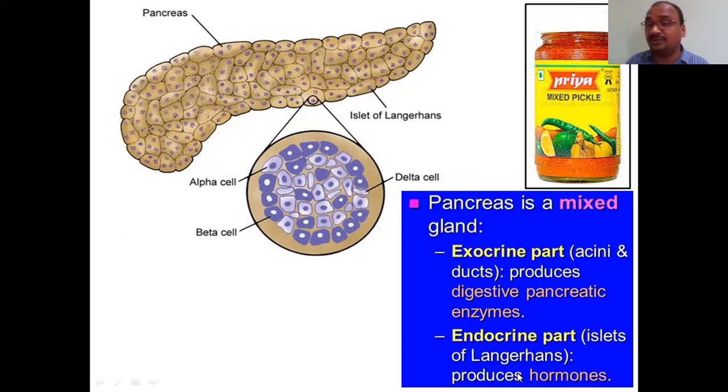Most students are confused. Islets of Langerhans does not mean only beta cells. No, it is beta cells, alpha cells, and delta cells. The three are collectively called the endocrine gland. These endocrine cells produce hormones, no digestive juices. The exocrine gland only produces digestive juices. Here I have shown it clearly. Now we will see what the alpha cell is, what the beta cell is, and what the delta cell is.